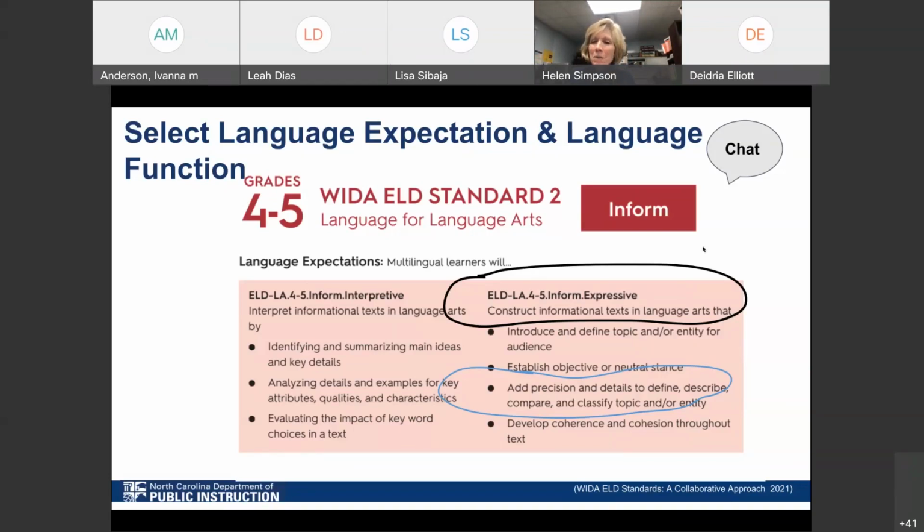Nice. It reminds me of Margarita Calderon's cut and grow strategy. Nice. Okay, great. Thank you, everybody.